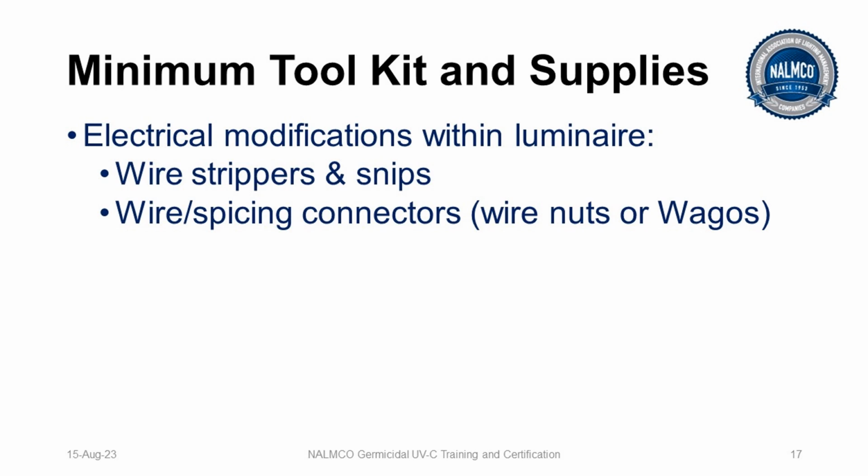To continue with minimum toolkit and supplies, for electrical modifications, we need to make sure we have wire strippers, snips, wire splicing connectors, or Wagos, depending on how you pronounce it. And we also have to understand that there's certain electrical jobs that can be done in-house. There are certain electrical jobs that you might need to hire somebody to do. And in some cases, you're dealing with a union worker or company versus a non-union worker or company.